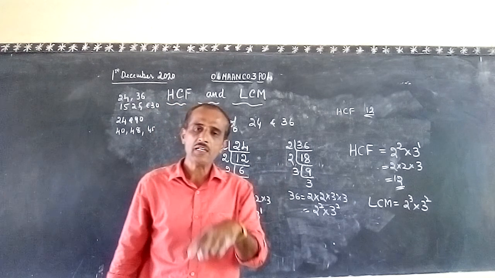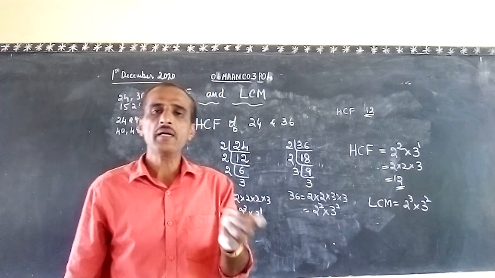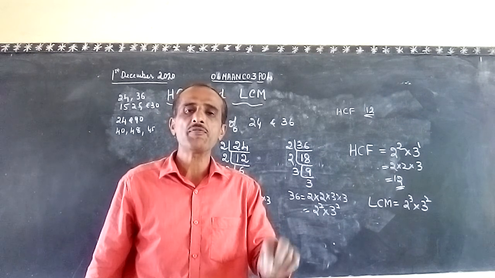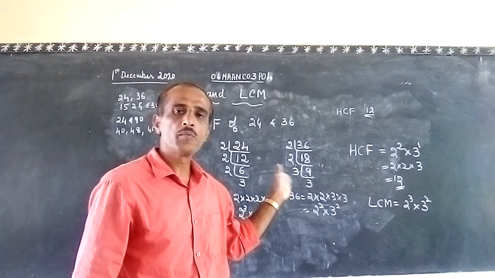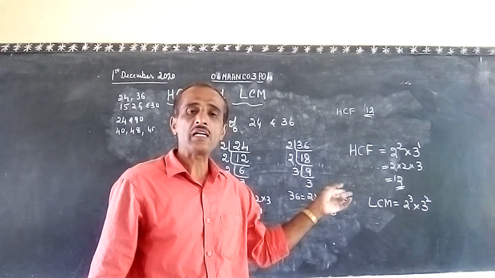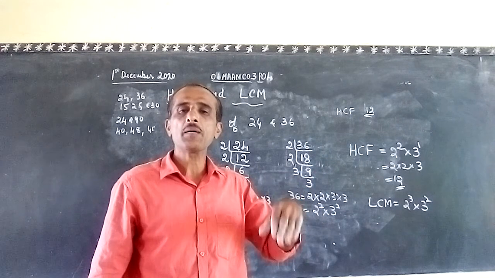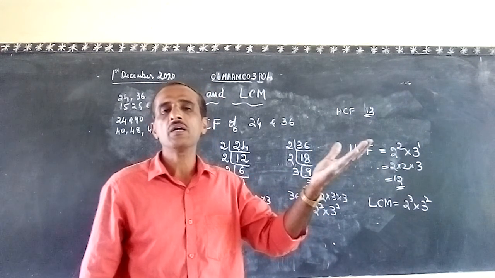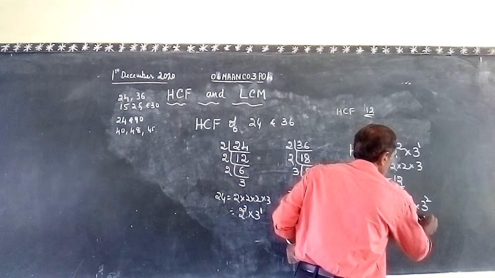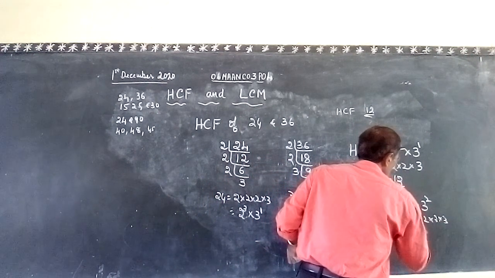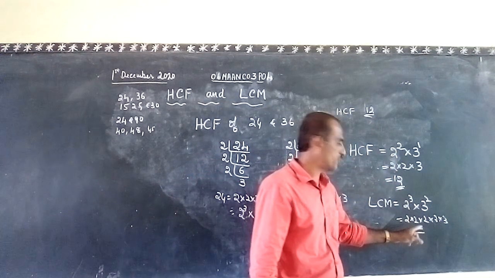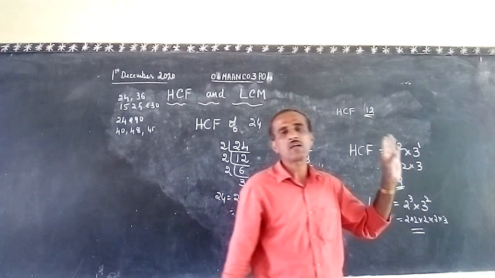So to find the HCF, what you have to do? You have to multiply the least powers of the common factor. It should be contained in both; if 2 numbers are there, it must be there in both the numbers. To find the LCM, you have to multiply all the highest powers of all the factors. See here, highest power: 2 into 2 into 2 into 3 into 3. So this is the LCM of these 24 and 36. What is the product? That is the LCM of this.